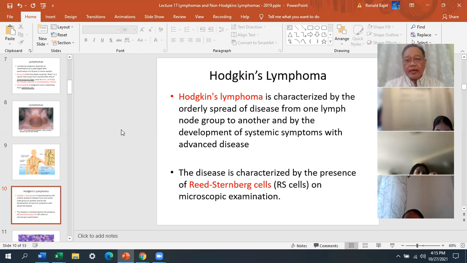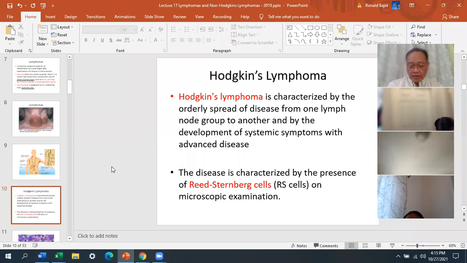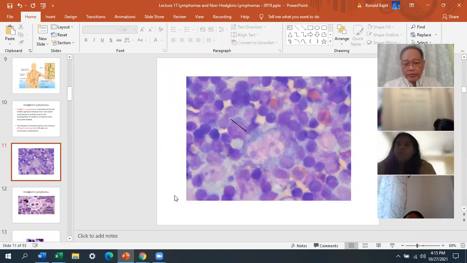In this Hodgkin's lymphoma, the identifying cell that I mentioned earlier is called the Reed-Sternberg cell, the RS cell. It's seen on microscopic examination, but unfortunately, you won't be able to identify it because this is what pathologists will be looking for if they suspect Hodgkin's lymphoma with a tissue biopsy. And the Reed-Sternberg cell, it's this cell right here.